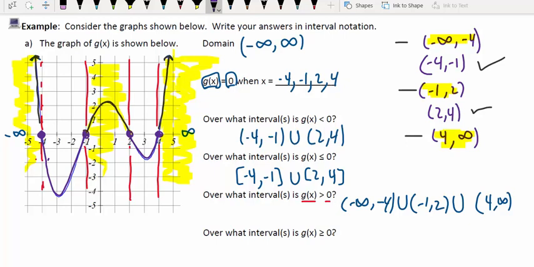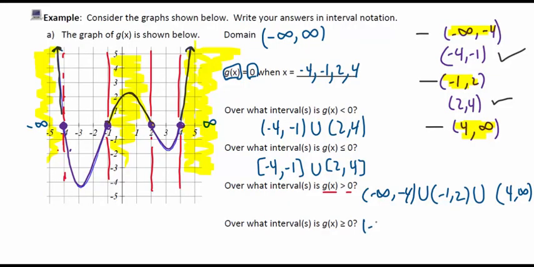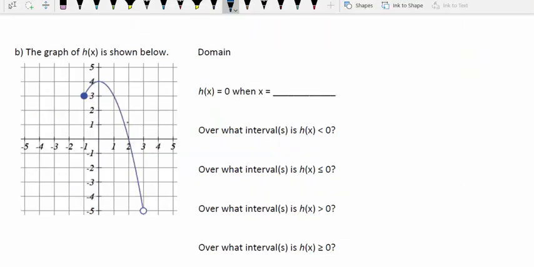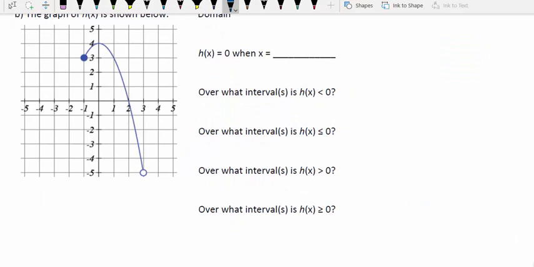The graph is above the x-axis or on the x-axis over the same region, except I use brackets around any of the numbers, -4, -1, 2, and 4. And remember that you never use brackets near infinity or -infinity. So I'm just putting brackets near the 4 x values that represent the x-intercepts on the graph for which the function g of x is actually equal to 0. Now let's do a couple more problems for more practice.